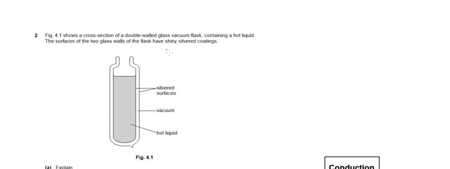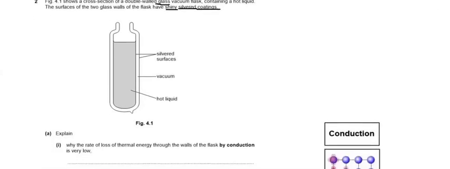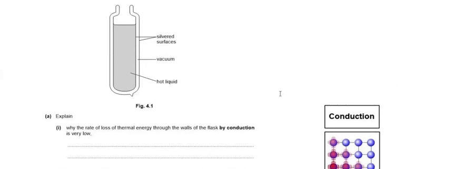So you can see over here, this is made up of glass, and there are the shiny silver coatings. And here you can see, explain why the rate of loss of thermal energy, that is nothing but heat, through the walls of the flask by conduction is very low. So why are we doing this arrangement of silver surfaces, vacuum, all these things to prevent the heat loss, whether it is by conduction or radiation.